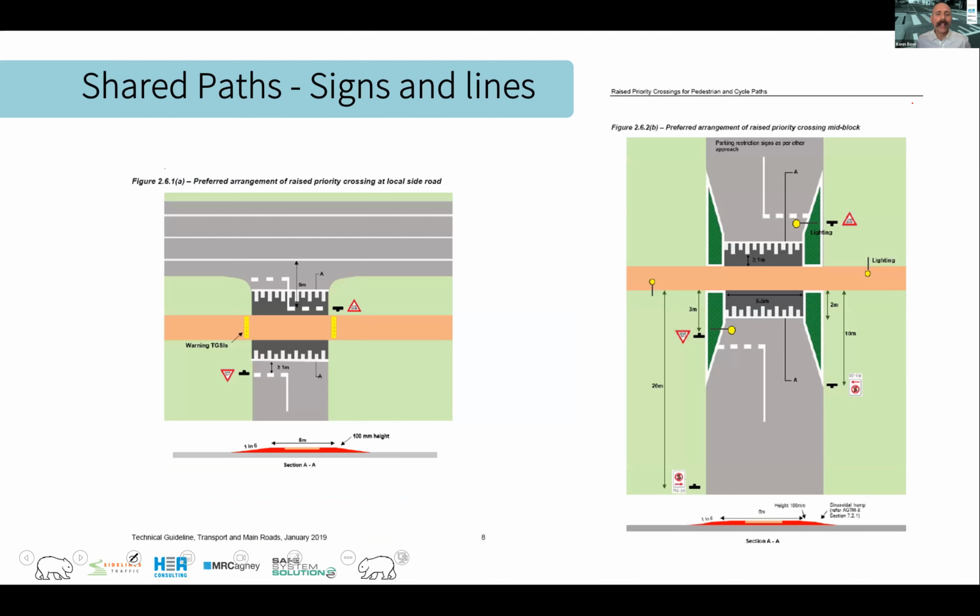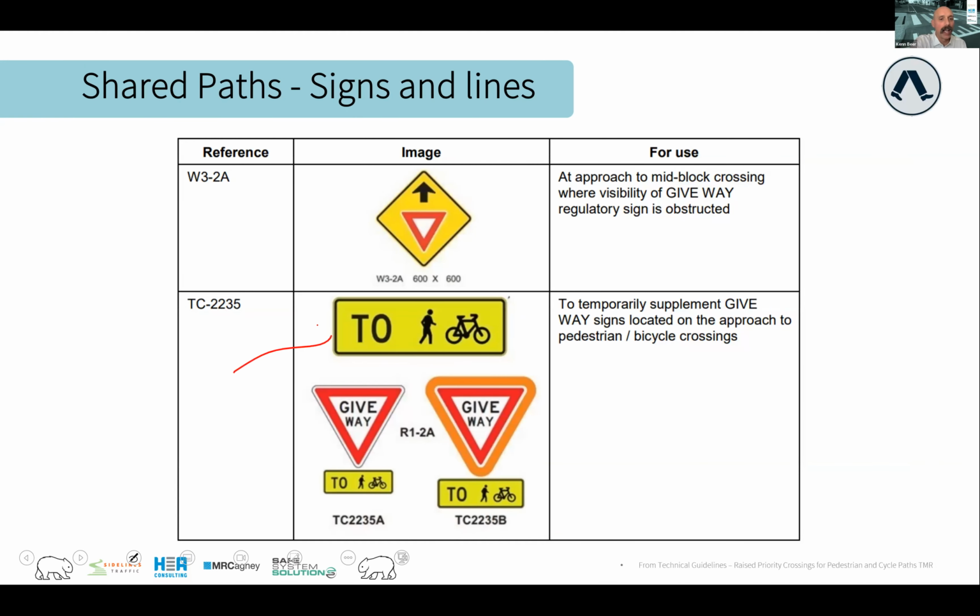For signs and lines around that shared path crossing or cycleway crossing, as I mentioned, I really just encourage people to think about this as a road. Think about your shared path as a road. How would you sign that? You would sign it with a hold line, a give way sign, if you've got appropriate sight distance, and that's pretty much it, except, just to make it a little bit clearer, a supplementary sign, give way to pedestrians and cyclists, and there's some options there for some extra ones.